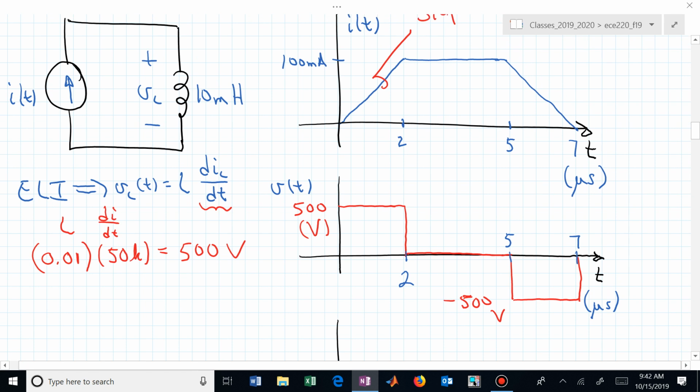Questions on our voltage determination? And if I of t had some functional form, you could differentiate that functional form. Here, it did have a functional form, something times t, and we could differentiate it to get that something. What's the power?